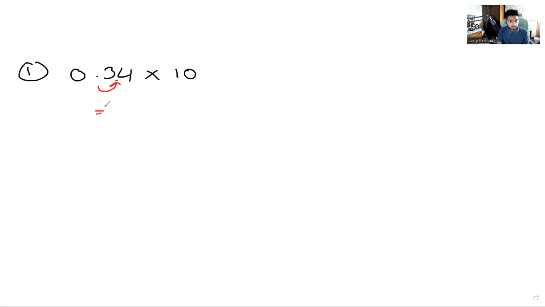So the answer for this one would be 3.4. That should be one of the answers on the actual question here as well. It did say to circle the answer in the actual question. Yeah, 3.4 actually is one of the options there, so that's correct as well.